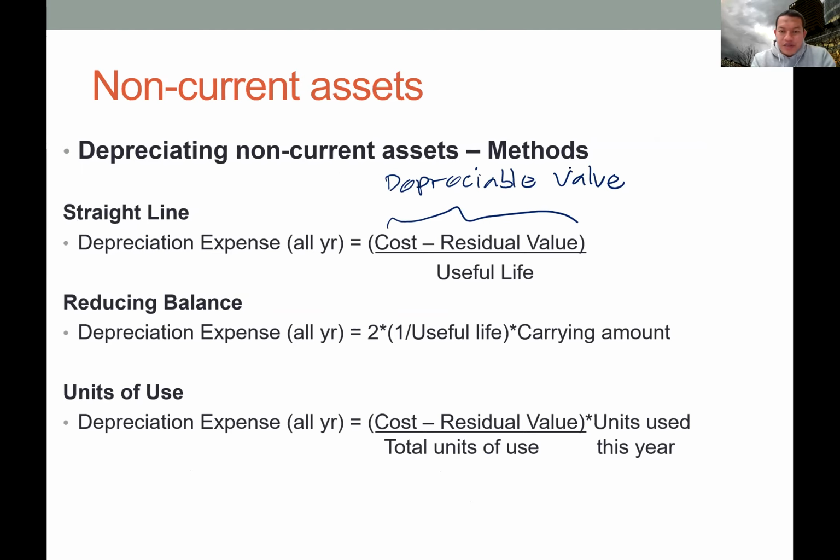Okay, and then simply divide this depreciable value by the useful life of the asset. So we'll get a constant or fixed amount of depreciation cost throughout the economic life.